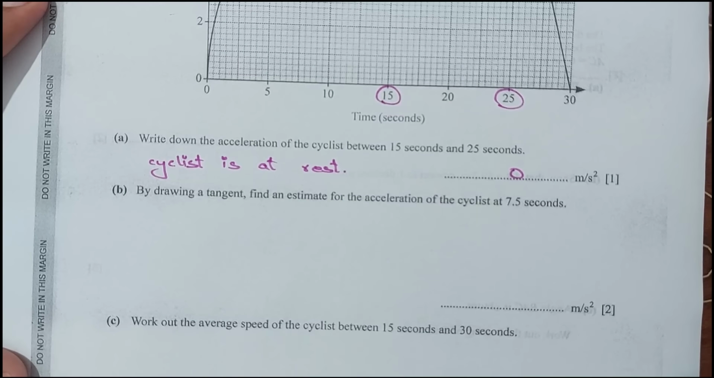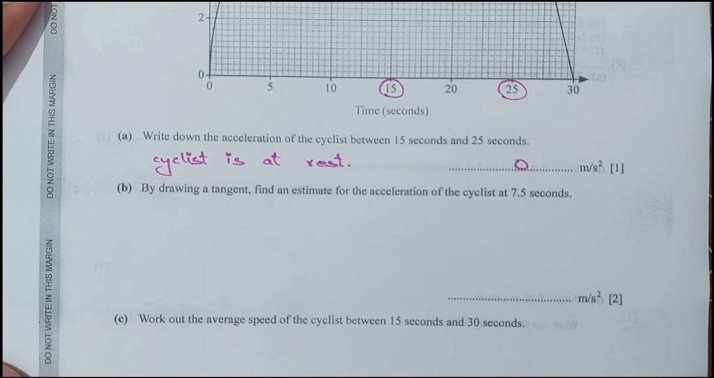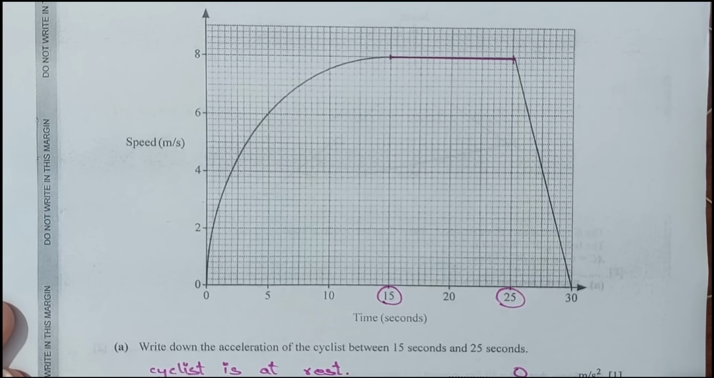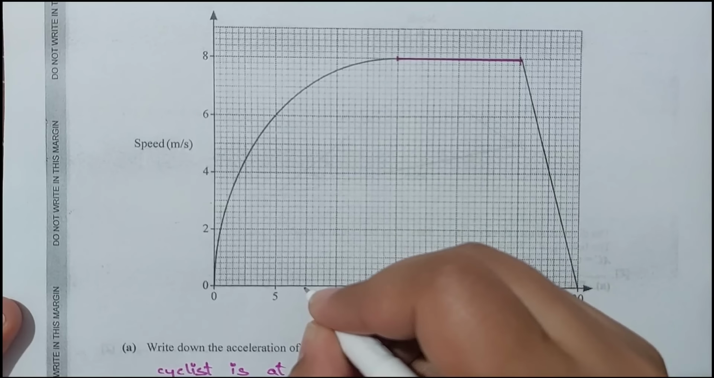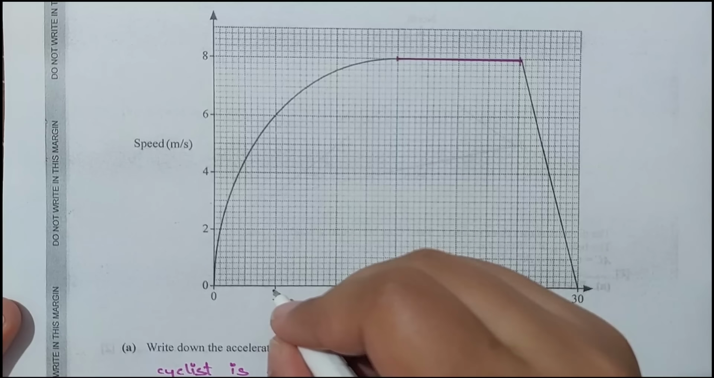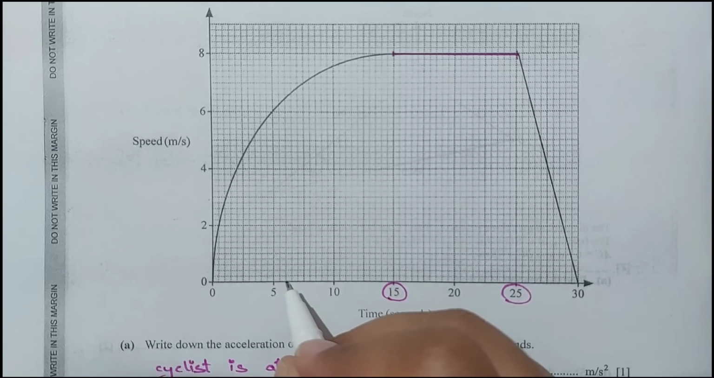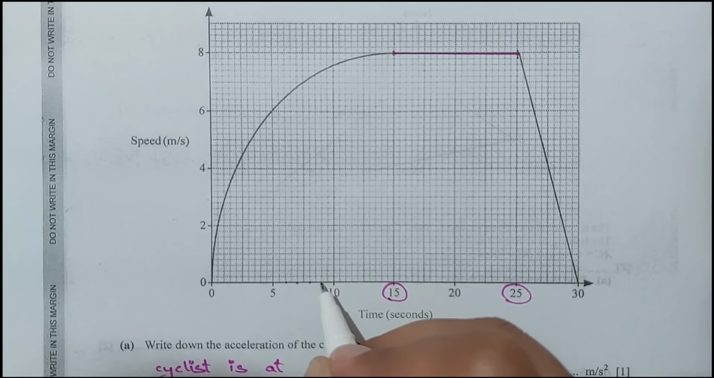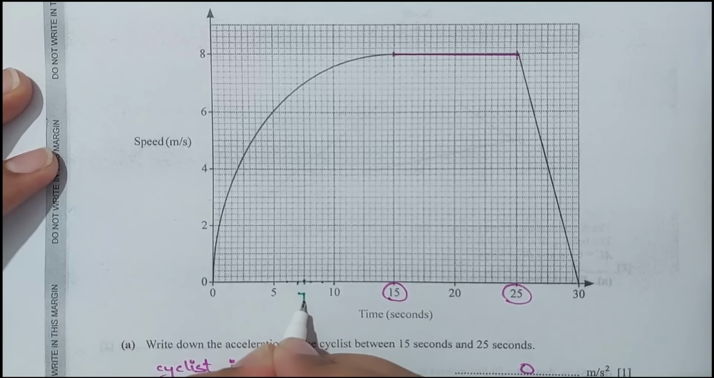All right. Now for part B, by drawing a tangent, find an estimate for the acceleration of the cyclist at 7.5 seconds. Let me draw the tangent first at 7.5 seconds. Here the time is 5 seconds, this is 6 seconds, 7 seconds, 8 seconds, 9 and 10. This is 7.5 seconds.